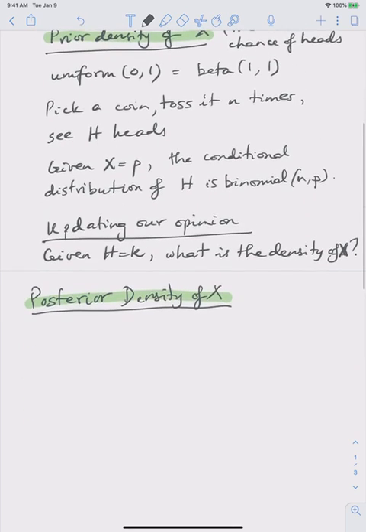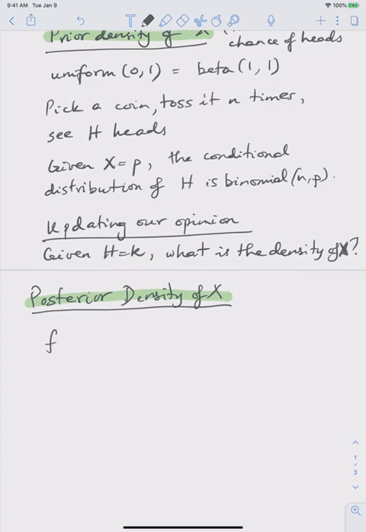And so what we want is the density of X given that I saw K heads. And this is a density on 0 to 1. Well, actually, yeah, okay. If you want, you can do that. It's fine.